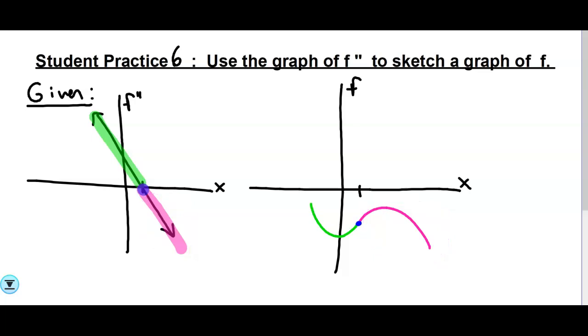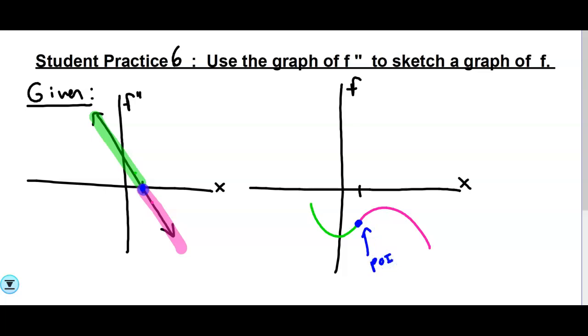Last, since f double prime is touching the x-axis at 1, that means that f double prime equals 0 at 1. And if f double prime equals 0 at 1, and we're changing concavity, which we are because we're going from above to below, then that would indicate that at 1, f should have a point of inflection where the concavity is changing.